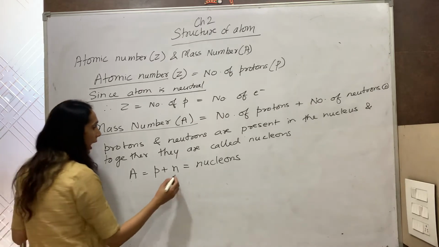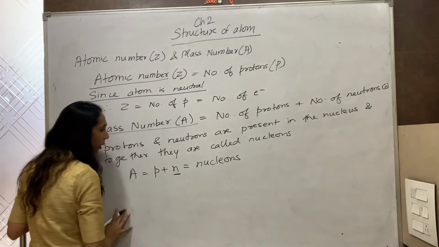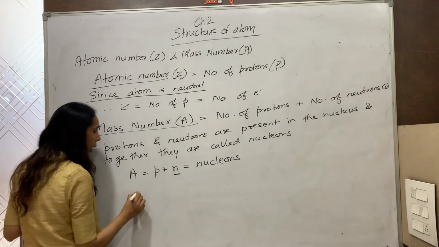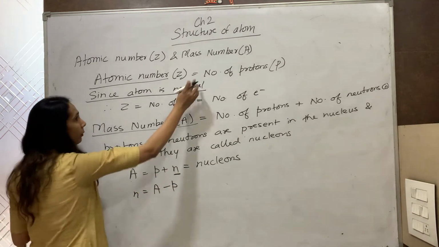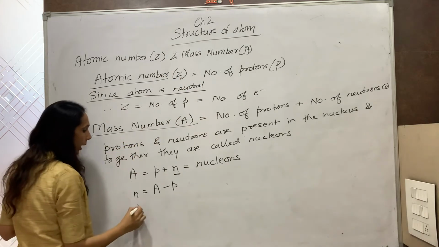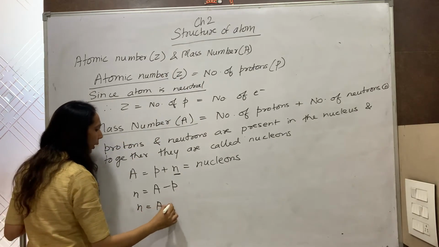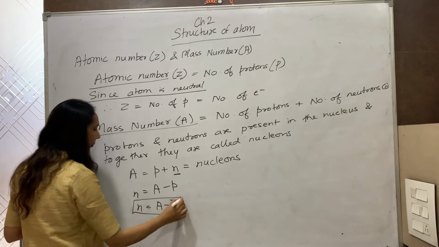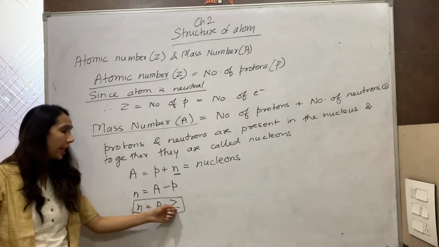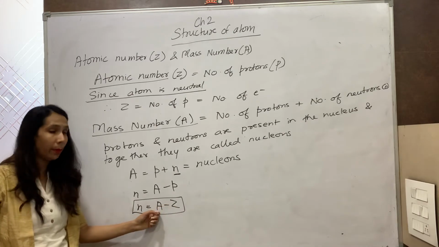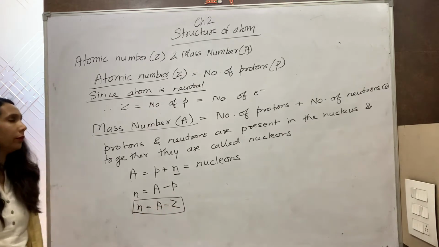Now if in an atom I want to find out the number of neutrons, then neutrons will be equal to A minus the number of protons. The number of protons is equal to Z. So I can say the number of neutrons is equal to A minus Z. If I subtract the atomic number from A, the mass number, we get the number of neutrons.